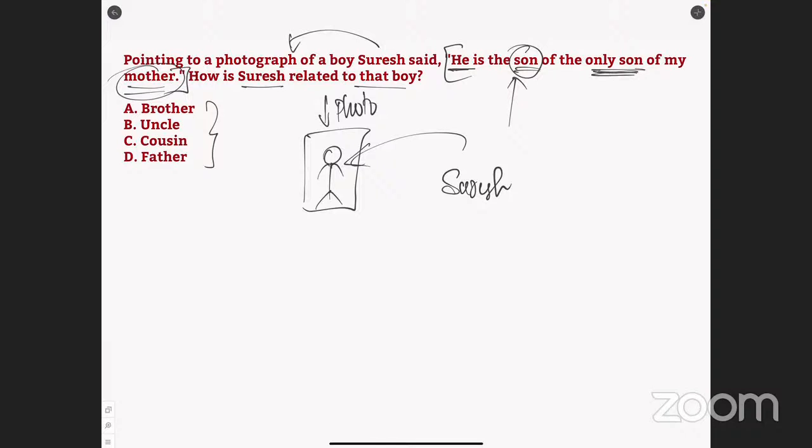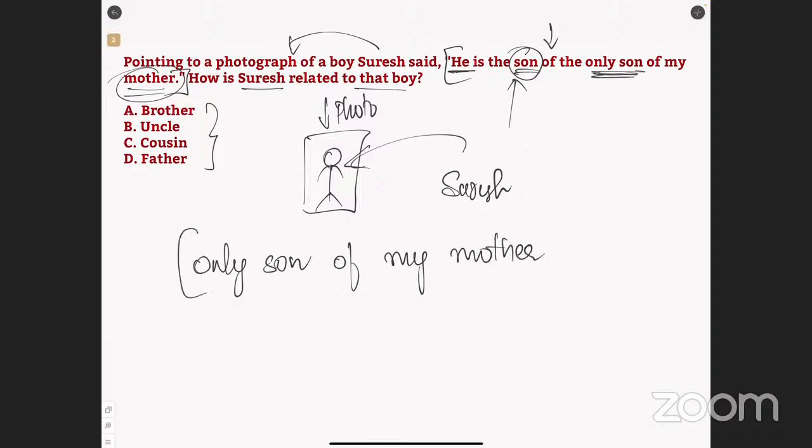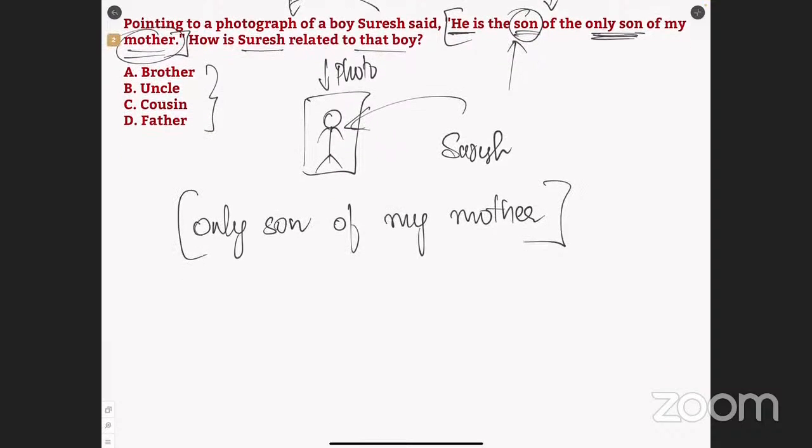Now, first of all, we'll have to break this statement of Suresh into two divisions. Let's say, only son of my mother. Let me take that part first. Only son of my mother. So now, if his mother has only one son, who that person would be? Mother's only son is none other than Suresh, because if Suresh's mother has only one son, it should obviously be Suresh himself. So now we have identified this particular person in the question.